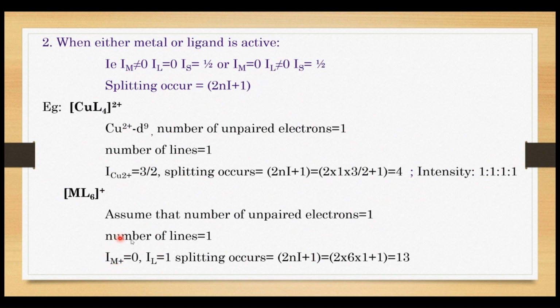In the case of splitting, the metal is inactive and ligand is active. Ligand has an I value of 1. So splitting will occur in 2nI plus 1 times. Here 6 ligands are there, so 2 into 6 into 1 plus 1, that is 13. Number of signals will be 13.